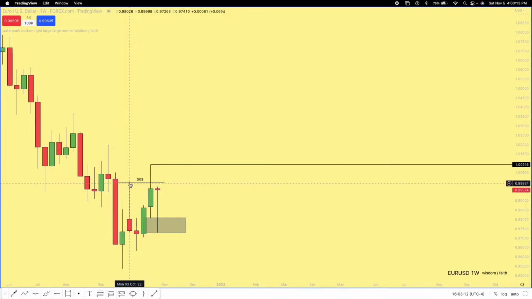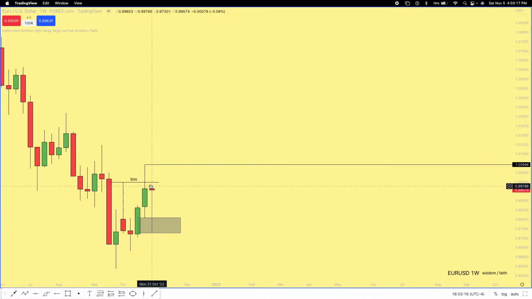Once this is broken, it's going to cause a break in structure, market structure shift, whatever you want to call it. What do we have here for last week? Price came back down and rebalanced itself here, filled in this fair value gap, imbalance, order block, whatever you want to call it. It respected it nicely, pulled back off of it. So what am I going to look for next week?